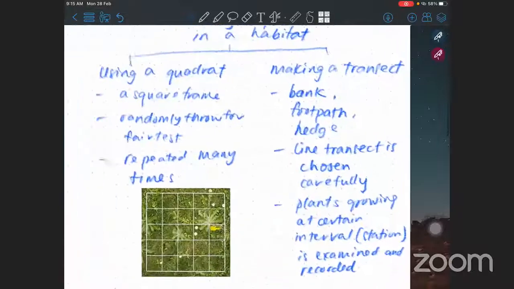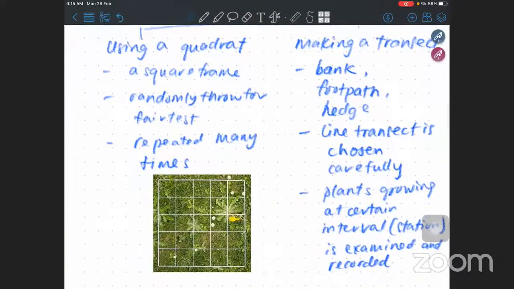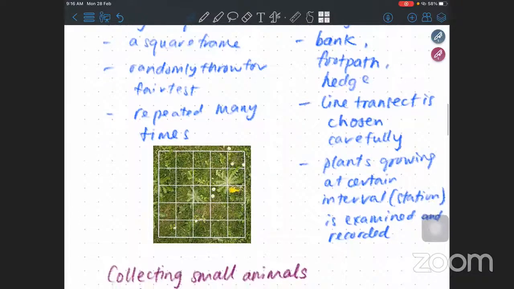And we have the transect. A transect is a line, which you should use on the bank, footpath, and hedge. Sometimes we call this a line transect. The line transect is chosen carefully. This is so that the line can cut across the feature being examined.